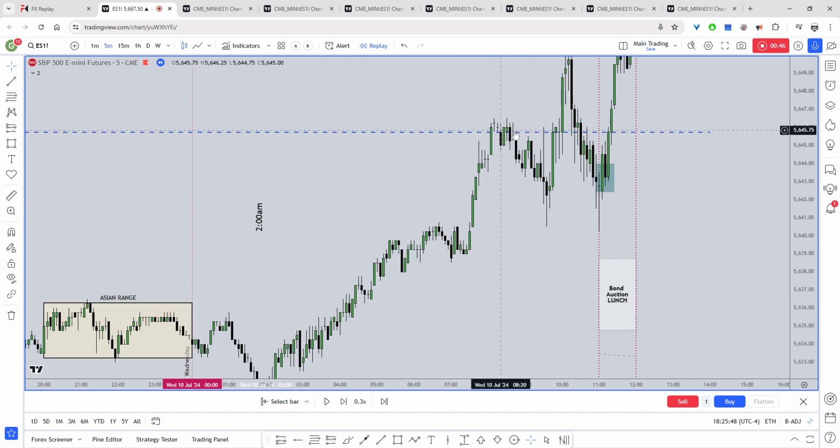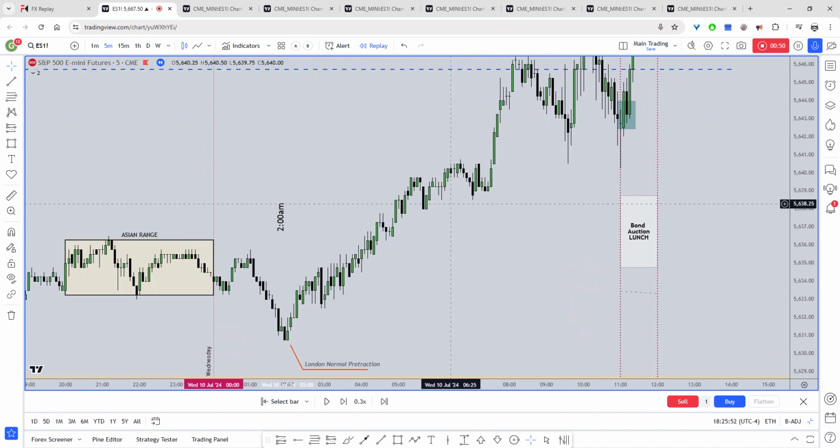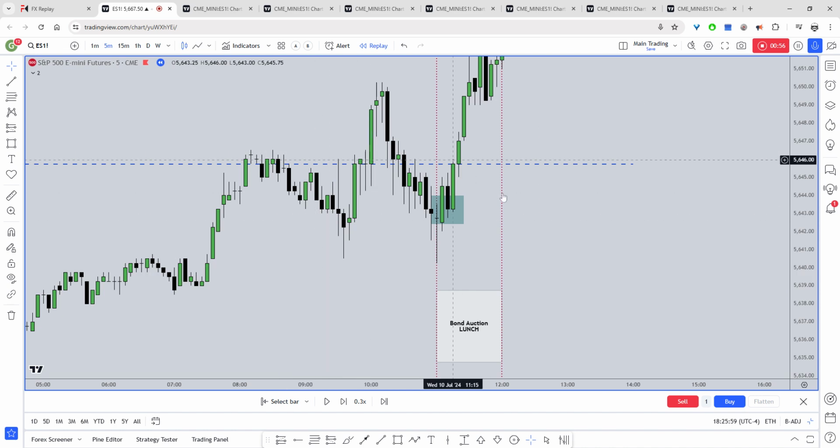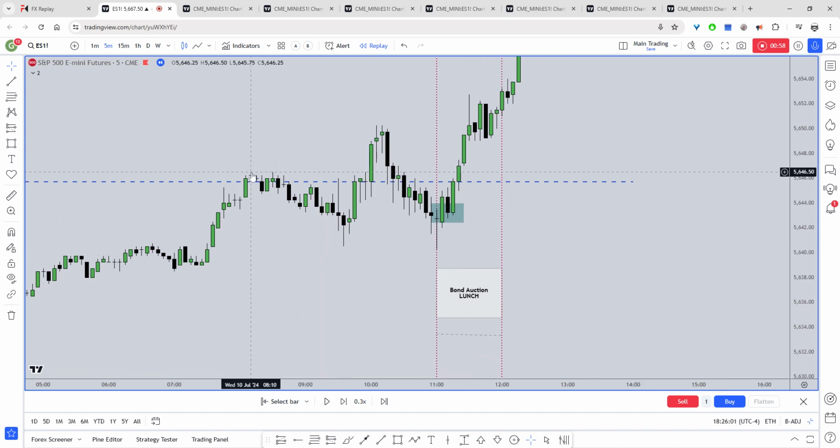Could have been a short if this low was rejected. There was a lot of liquidity that got built up here, but waiting for that bond auction lunch, right? So another good reason to wait for the lunch to kick off.